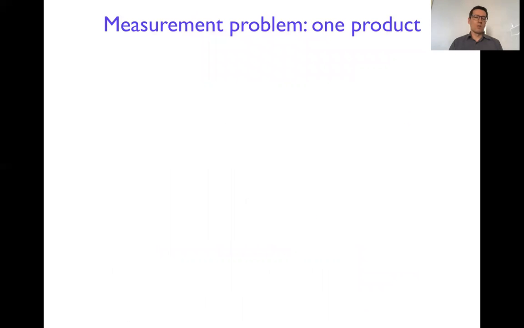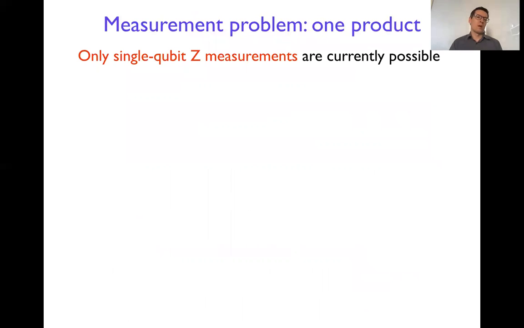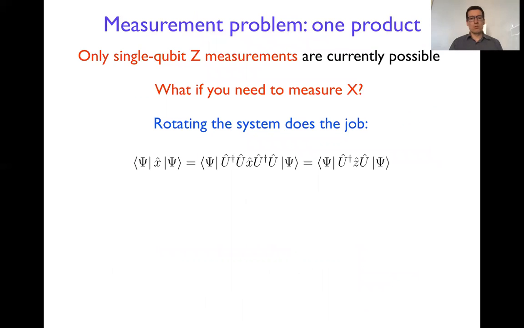Okay, now let's start with a very simple measurement problem for a single product operator. Since we only can measure Z operators, the question is, if we have, say, one qubit and we need to measure X instead of Z, what do we do then? It turns out that all you need to do is to rotate the system, since you cannot rotate the measuring device, right? So the idea here is that if you want to obtain the expectation value of the X operator, you can introduce a resolution of identity, because U dagger U is identity, right? So it's not changing anything.